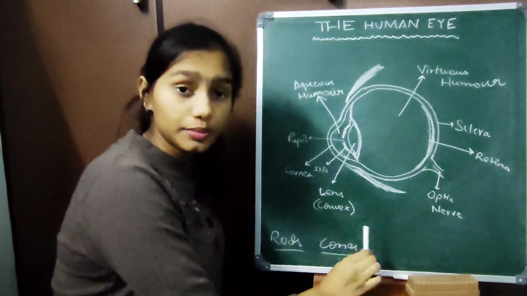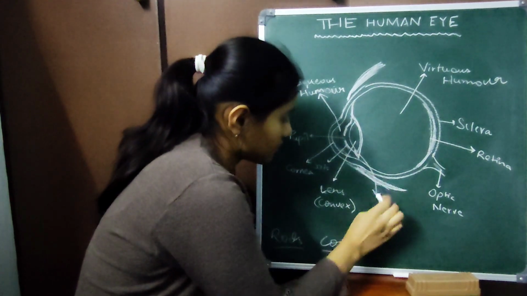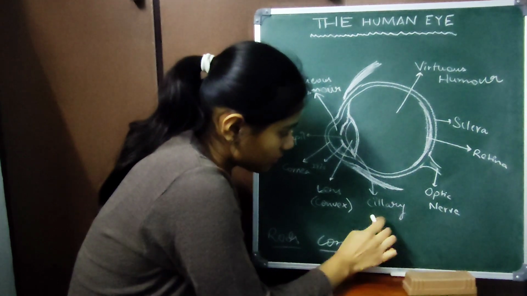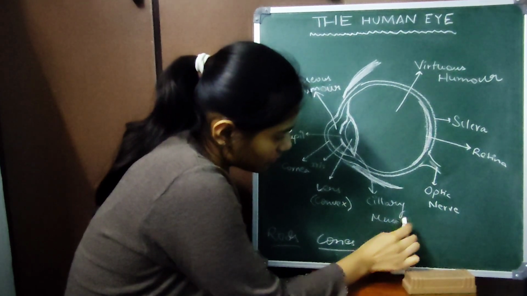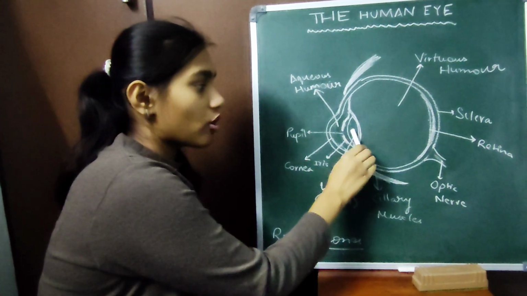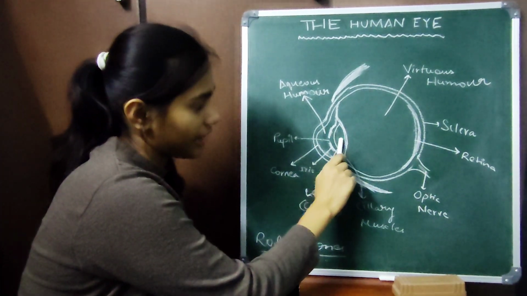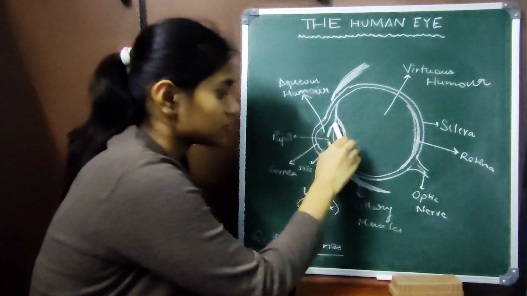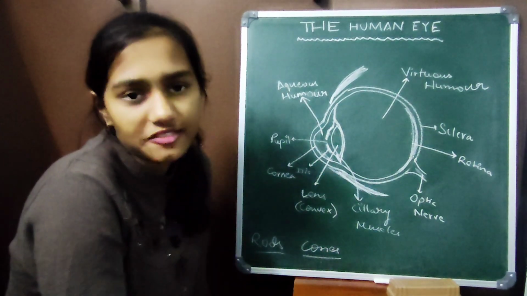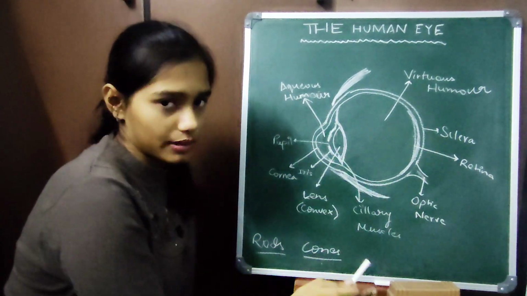Our human eye has a convex lens. I forgot to mention a part: the ciliary muscles are also very important. Okay, so the lens. We have a convex lens in our eyes. When the light enters, it refracts and the image is formed on the retina. So the function of the lens is just what a normal lens does. The same function is what happens in our human eye as well.